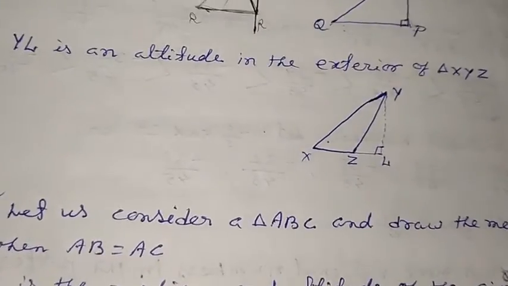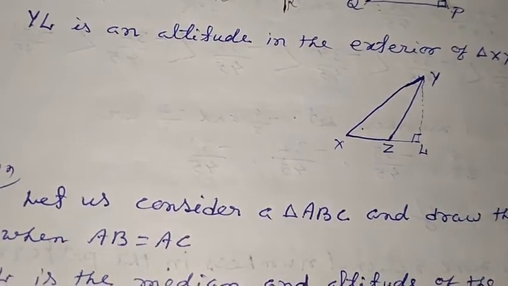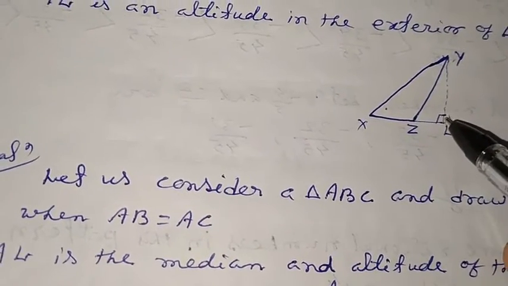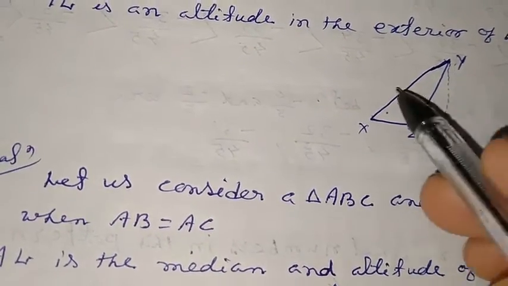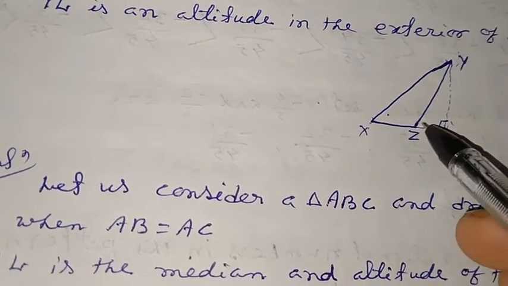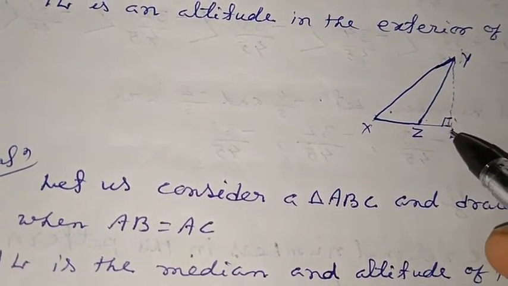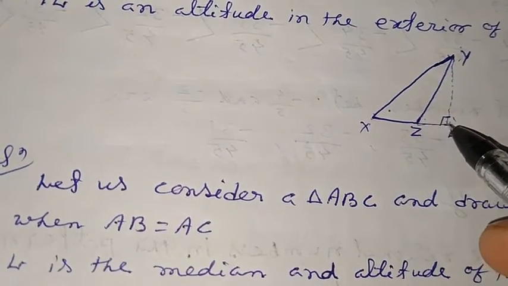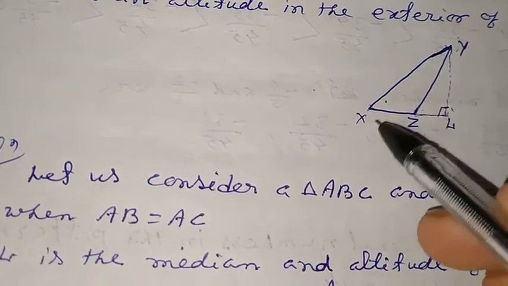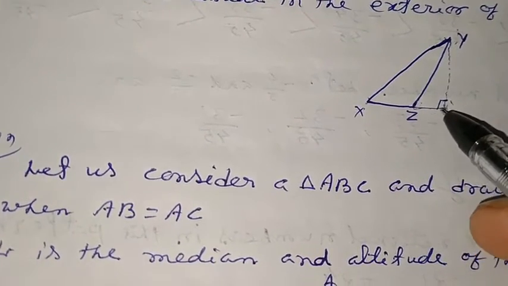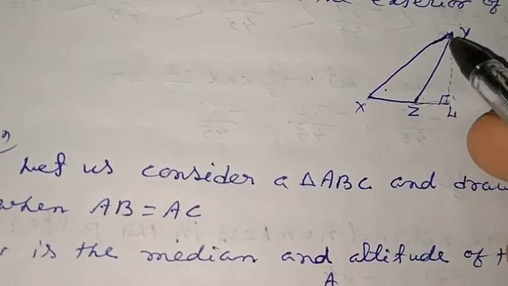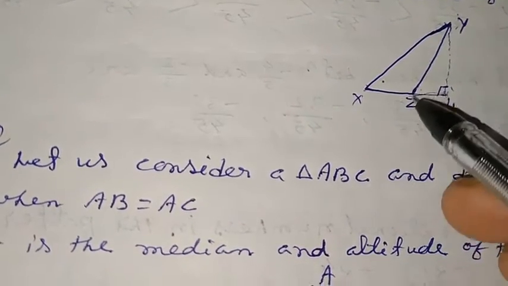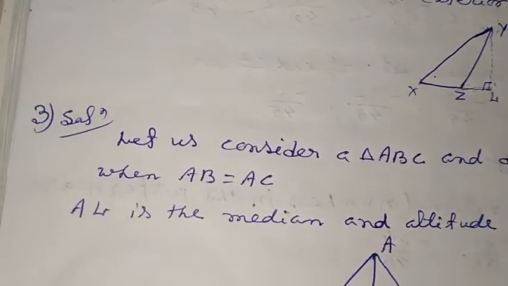In triangle XYZ, YL is the altitude, but in the exterior of the triangle. So we have drawn XYZ as a triangle, and YL as an altitude exterior to the triangle. So this is the actual triangle. This is the actual portion of the triangle. So we have drawn the rest by dotted line. YL is the altitude of this triangle, exterior to triangle XYZ. Okay, in this way you have to draw.